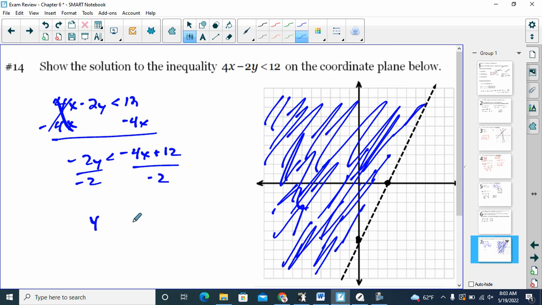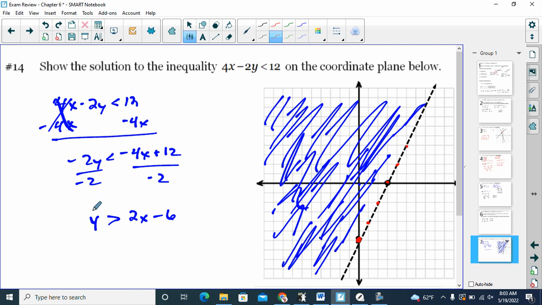Negative divided by negative is positive 2x. 12 divided by -2 is -6. Don't forget, when I divide by a negative, we need to flip our inequality around. So our y-intercept is -6. Our slope is 2, up 2 over 1. Notice that gives me that same line. You'd have all those points. Your line is still dashed.